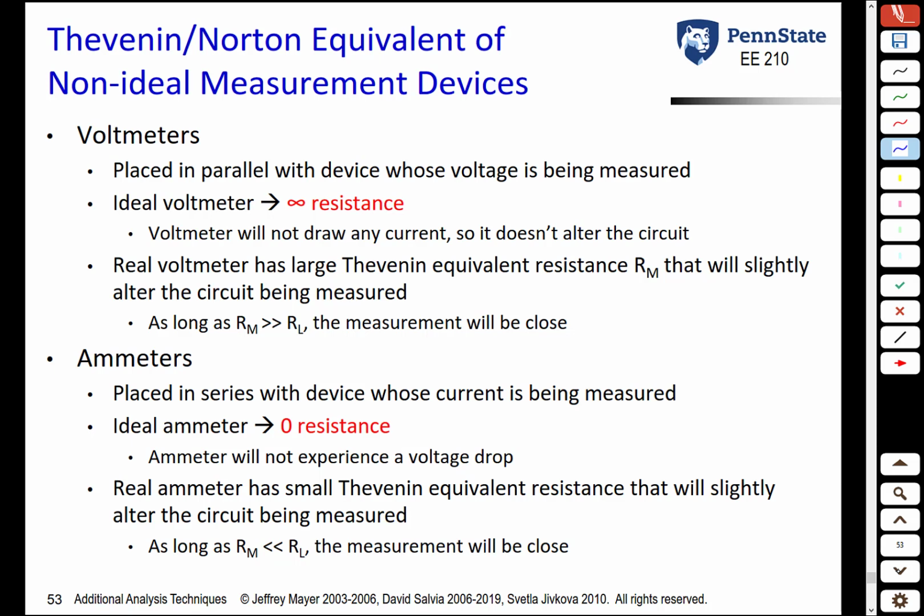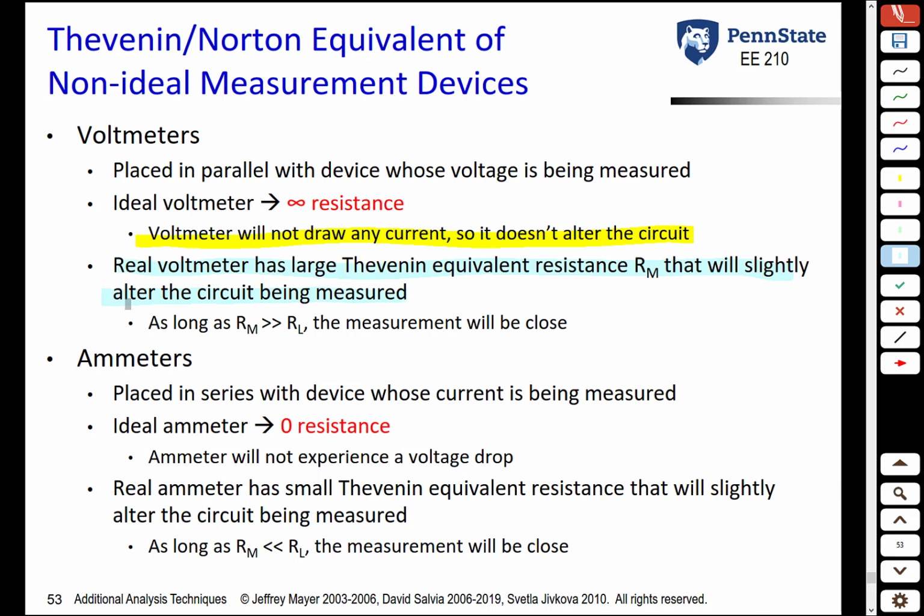So let's look at voltmeters. When you use a voltmeter to measure the voltage, you place it in parallel with the device that you're measuring the voltage for. Ideally, that voltmeter would have infinite resistance. In other words, it would not draw any current, and it would not alter the circuit at all. In practice, however, a real voltmeter is going to have a very large but non-infinite resistance, which means that the circuit will be slightly altered when you measure it. But as long as the resistance of the meter is much, much larger than the resistance of the part of the circuit that you're measuring the voltage across, the measurement will be close to what the true value is.